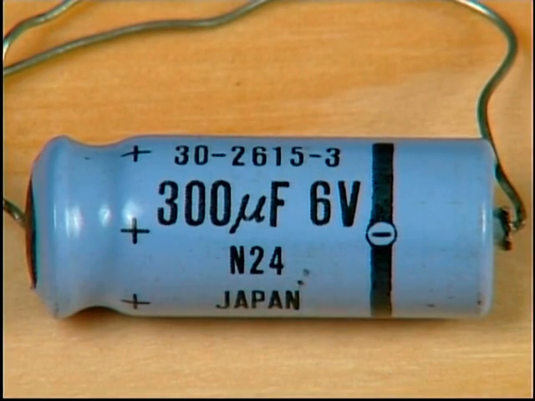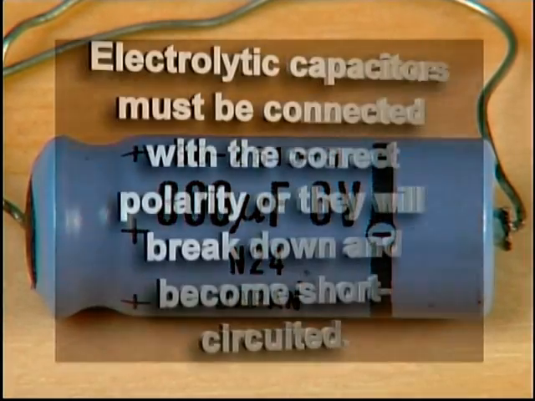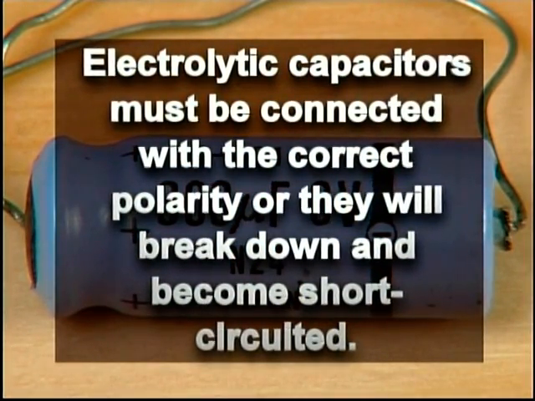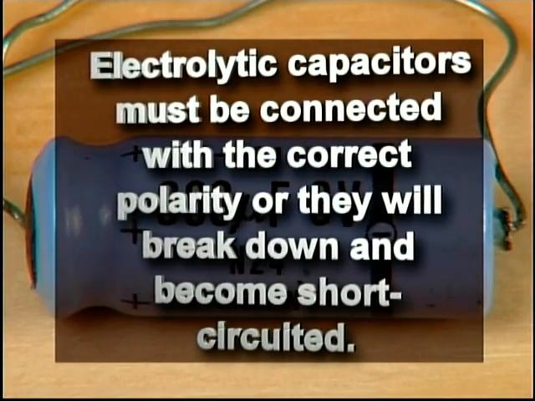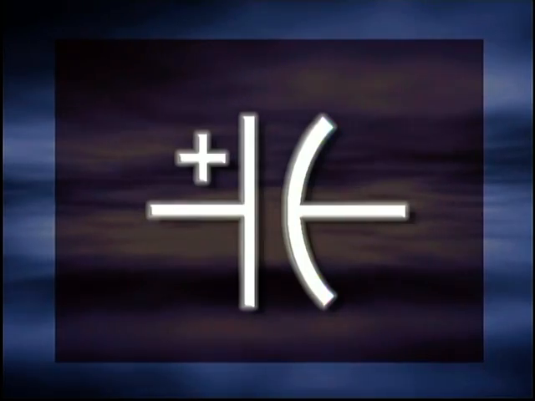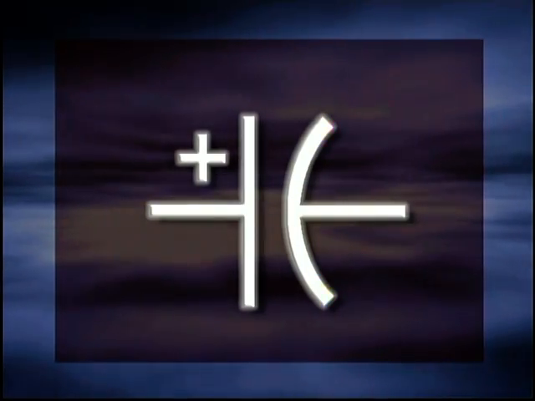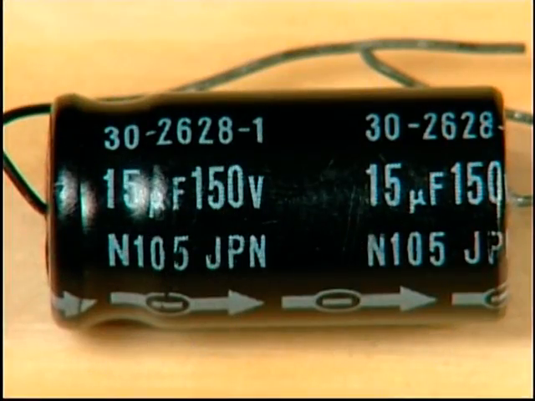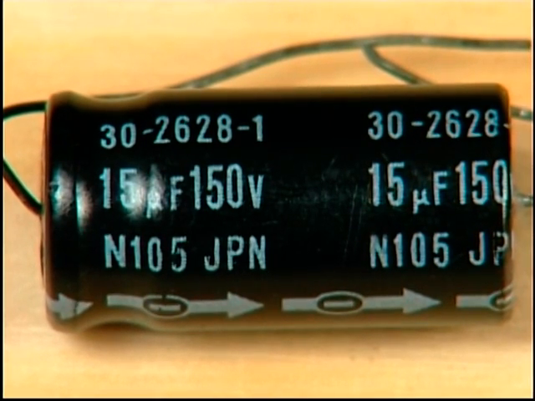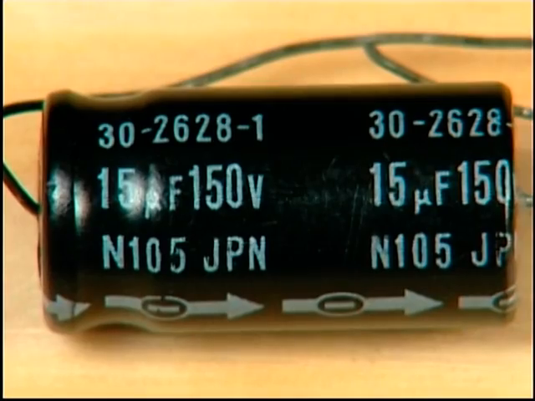They are polarized, with the polarity of the connecting leads or terminals identified. Electrolytic capacitors must be connected with the correct polarity or they will break down and become short-circuited. This is the schematic symbol for an electrolytic capacitor. Note the polarity markings for the plate connections. The capacitance value and DC voltage rating of most capacitors is printed or stamped on the body of the capacitor.